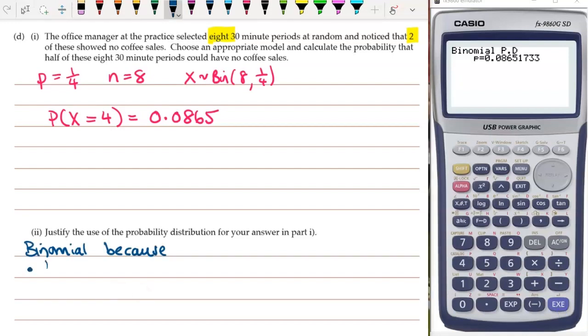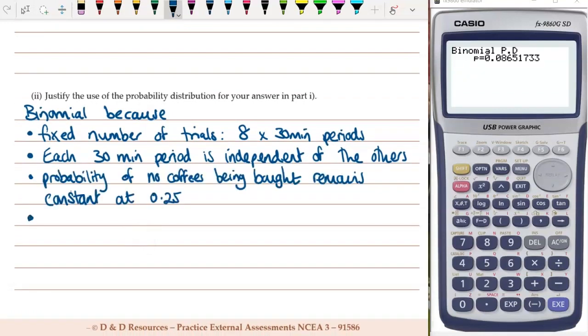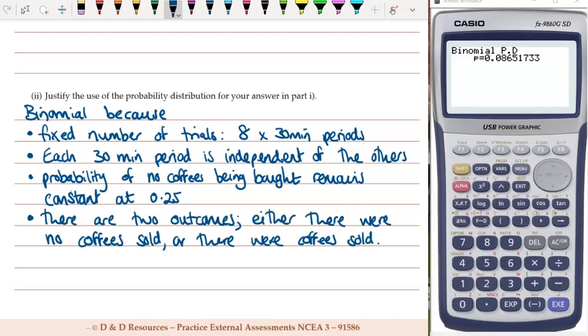And now we want to justify why we used binomial distribution. We've got a fixed number of trials. We're using the FIST acronym. Each trial is independent. The probability we can assume to be constant as what was observed of a quarter. And we can class it as 2 outcomes, either there were no coffees sold or there were some coffees sold.